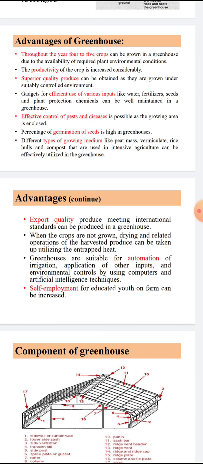Then, gadgets for efficient use of various inputs like water, fertilizer, seeds and plant protection chemicals can be well maintained in a greenhouse. Effective control of pests and diseases is possible as the growing area is enclosed. The percentage of germination of seed is high in greenhouses. Different types of growing medium like peat moss, vermiculite, rice hulls, and compost that are used in intensive agriculture can be effectively utilized in greenhouses.